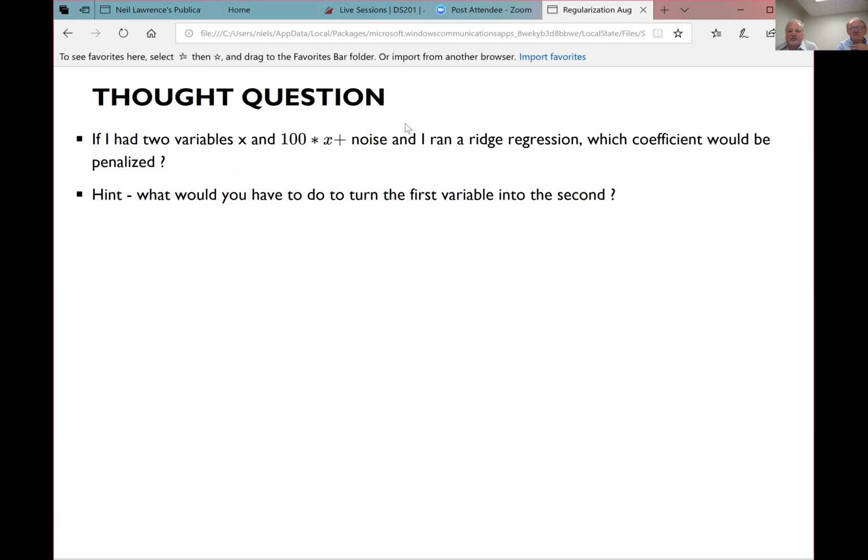Okay, so Manish, you have to answer this question. I didn't call this a quiz, so Manish, you get to answer this. If I have 2 variables, x and 100 times x plus noise, and I ran a ridge regression, which coefficient would be more likely to be penalized? I mean, the first one. Absolutely, because as you pointed out, its coefficient has got to be 100 times bigger. Right.